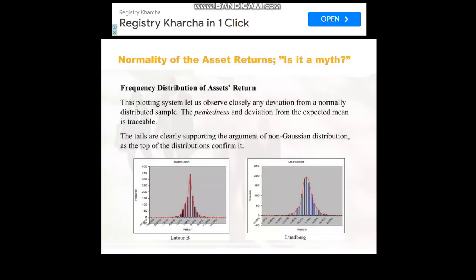Normality of the asset returns: is it a myth? Frequency distribution of asset returns. This plotting system lets us observe closely any deviation from a normally distributed sample. The deviation from the expected mean is traceable. The tails are clearly supporting the arguments of non-normal distribution, as the top of the distributions confirm it.